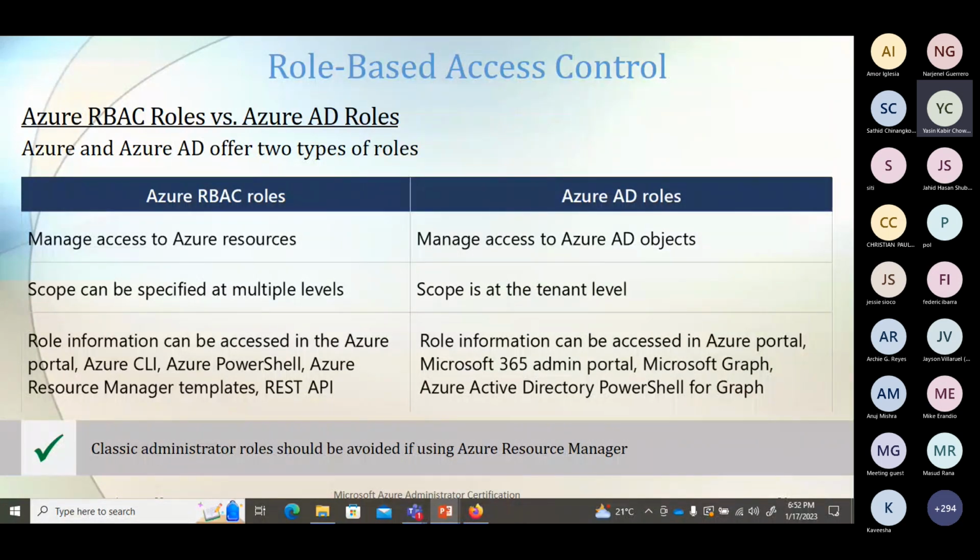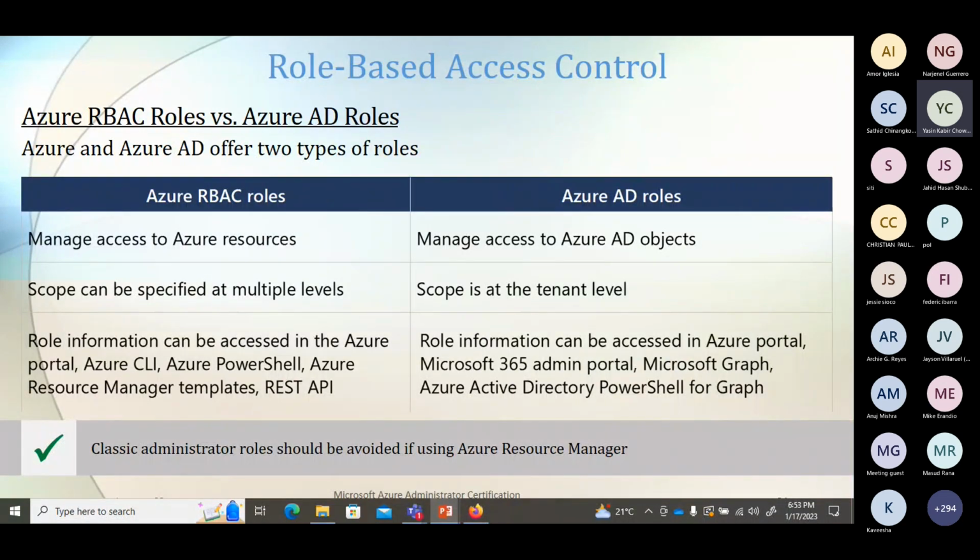Scope can be specified at multiple levels. It can be multiple levels, meaning a lot of levels are there, and RBAC works with those levels. And Azure AD, what is that? It has only the tenant level. As you know, Active Directory works under the tenant, so there is one level, the tenant level.